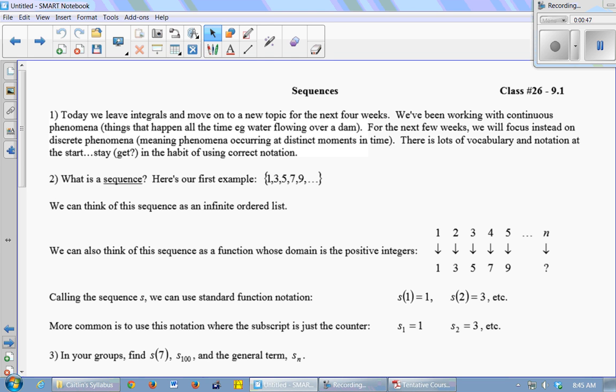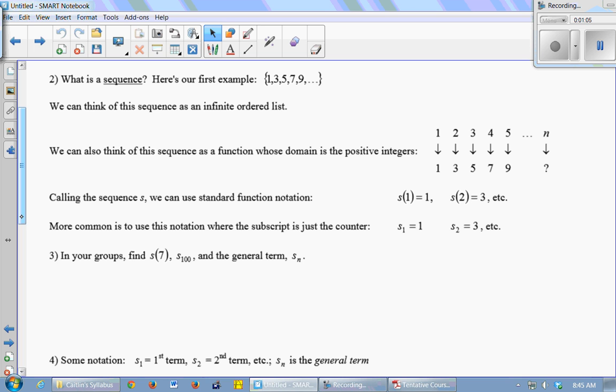So what is a sequence? Here's our first example. 1, 3, 5, 7, 9, 11, 13, 15, 17, et cetera, et cetera. That's a sequence of numbers. So we can think of this sequence as an infinite ordered list. Just a list of numbers that are in order, have an order.